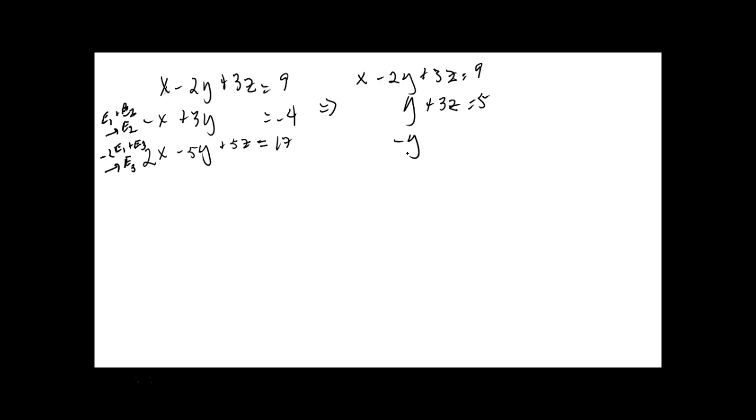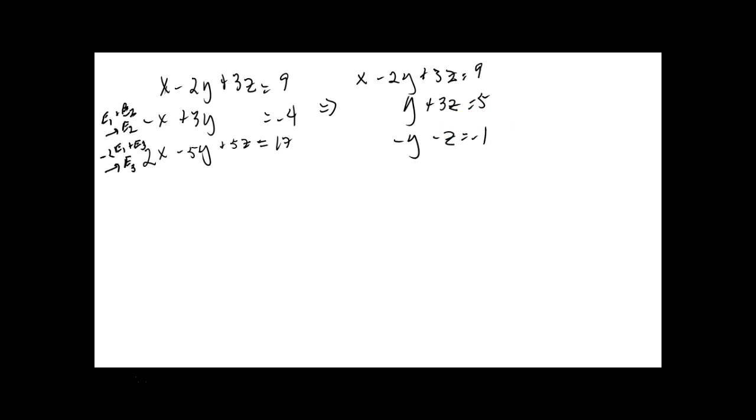Let's go to the third term. Negative 2 times 3 is? Negative 6. Negative times positive is negative, right? So negative 6z plus 5z is negative z. So it'll be a minus z. And do it to the constant terms too. Negative 2 times 9 plus 17 is negative 1. So that's equal to negative 1.